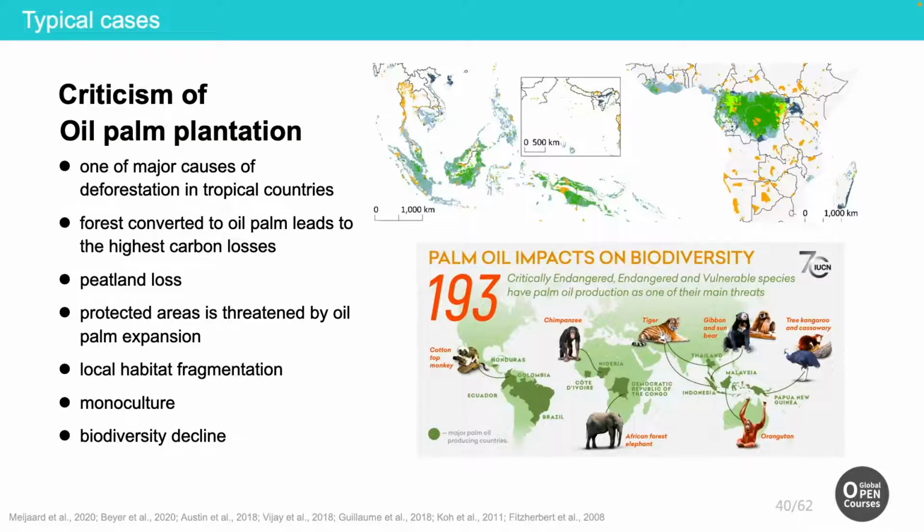However, there are lots of criticisms of oil palm plantations. Oil palm plantations are one of the major causes of deforestation in tropical countries. Forests converted to oil palm lead to the highest carbon losses and also cause peatland loss. Protected areas are threatened by oil palm plantations, local habitat fragmentation, monoculture, and also biodiversity declines.